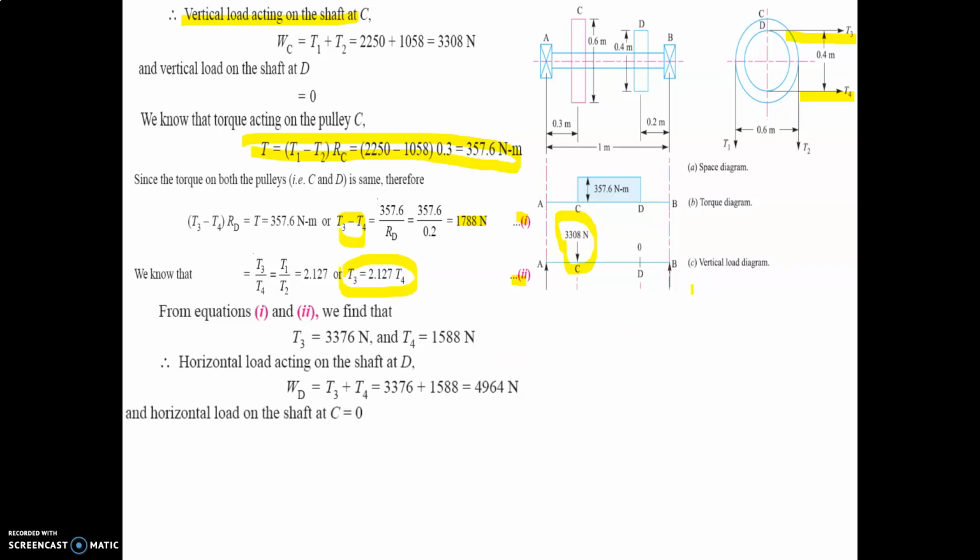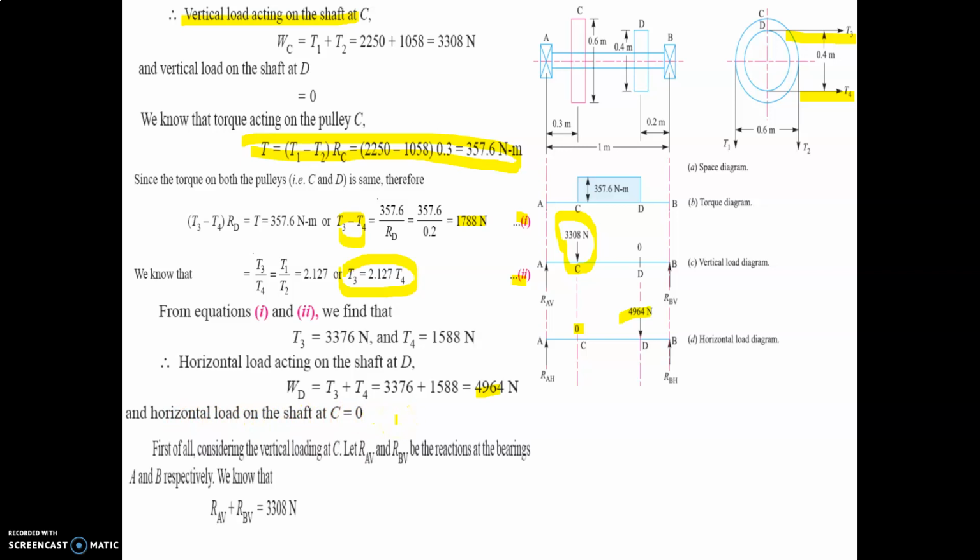Based on this, we will generate a diagram here. The horizontal load is 4964, and the horizontal load at C on the shaft is 0. Now the bearings have some reactions. For vertical it is RAV, RBV, and for horizontal it will be RAH and RBH.